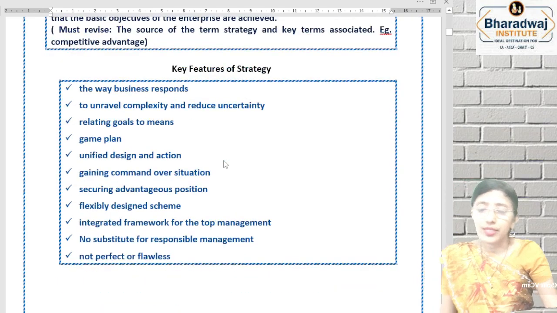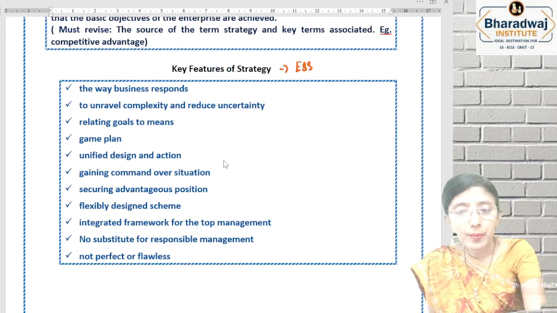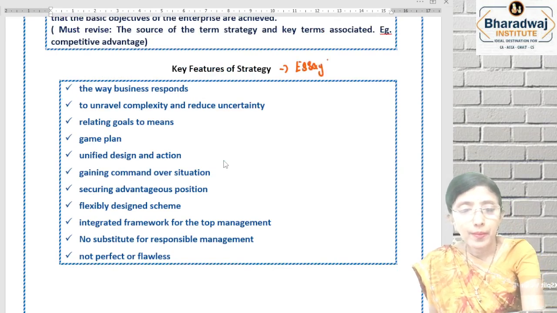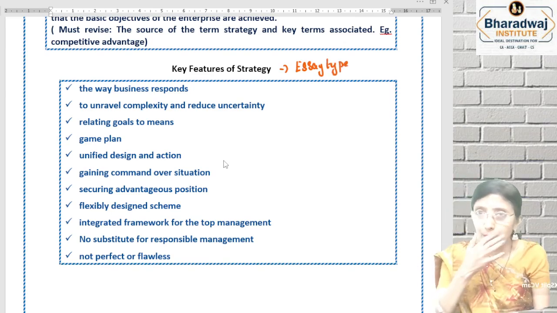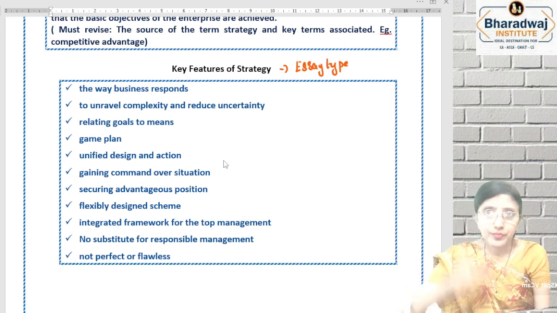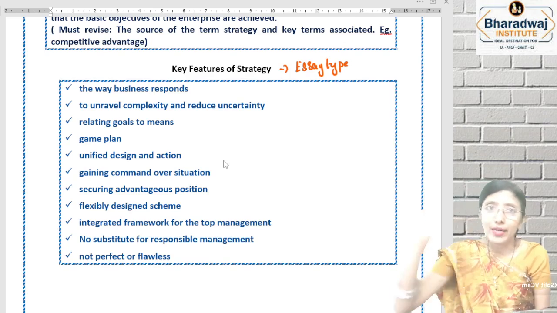Key features of strategy. So what do you do for this part? You read once and you must be able to write on your own. Okay, so these are not definitions or interpretations. You can write on your own.